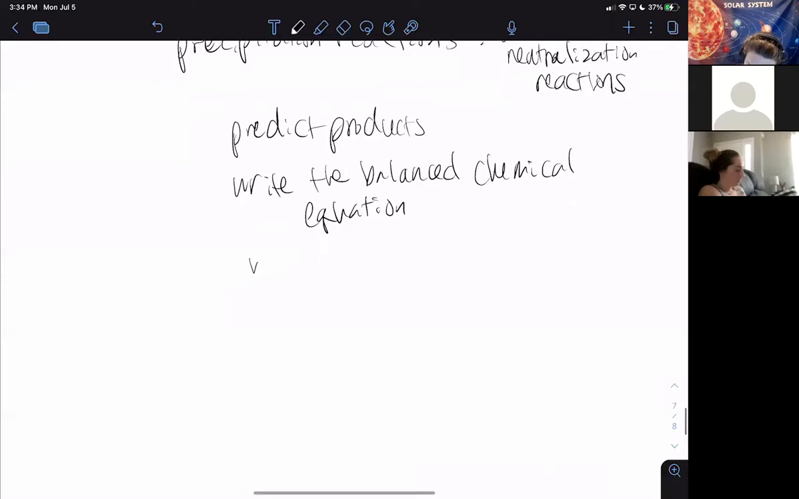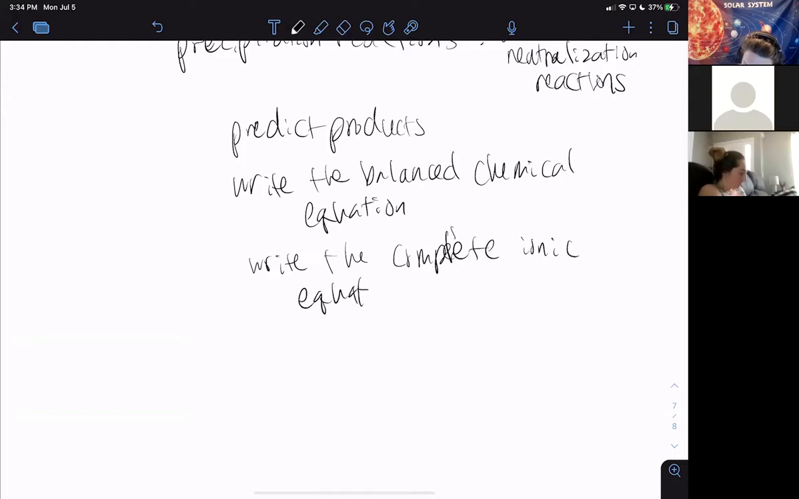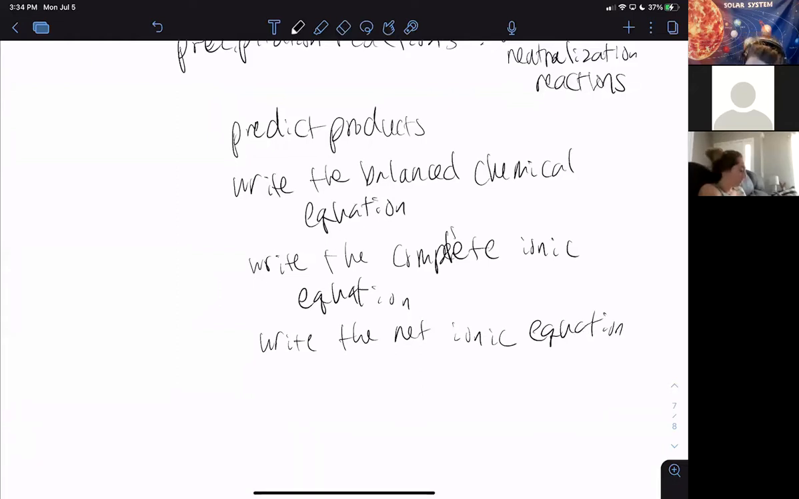And you should be able to write the complete ionic equation along with the net ionic equation. And you should be able to determine spectator ions.